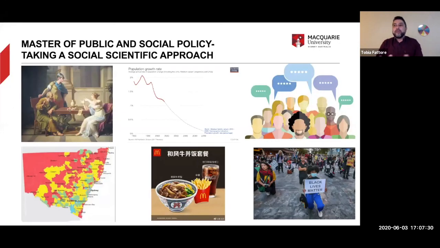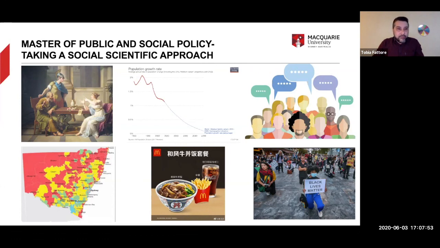essentially what the Masters of Public and Social Policy equips you to be is it develops your skills as a social scientist and a policymaker, and that's to help you understand and develop solutions to contemporary social problems. And so I've created this montage here, which is illustrative of the kind of approach social scientists take, which are developed in the degree program.